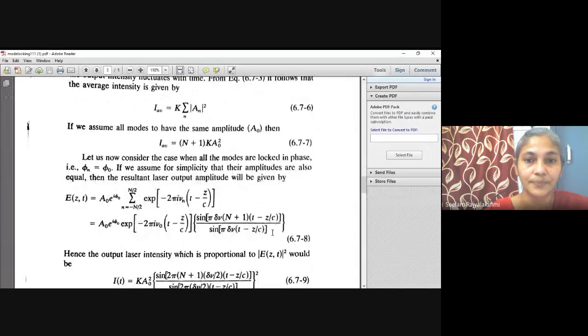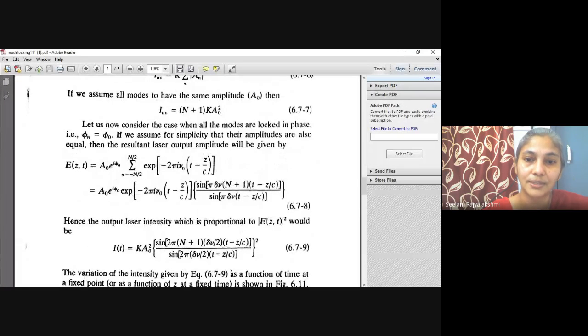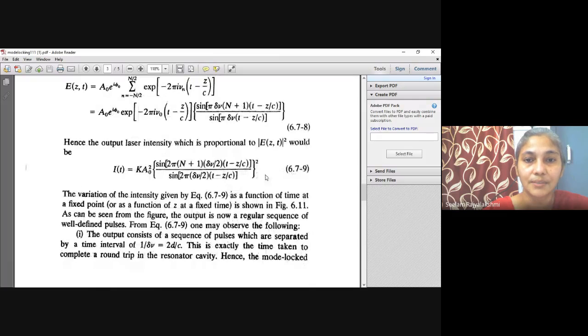This is equation number 8. The output laser intensity is proportional to E of z,t whole square, which would be I of t equals k a naught square times [sine 2 pi (n plus 1) delta nu by 2 (t minus z by c) by sine 2 pi delta nu by 2 (t minus z by c)] whole square, which is equation number 9. Here the variation of the intensity is given by equation 9, as a function of time at a fixed point, or as a function of z at a fixed time, which is shown in figure 6.11.